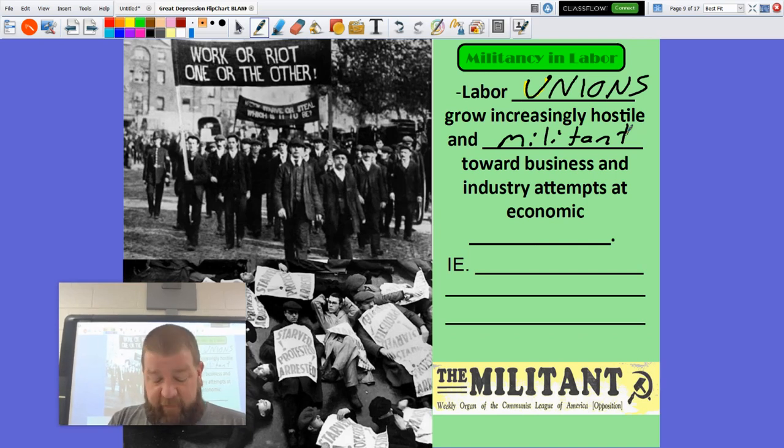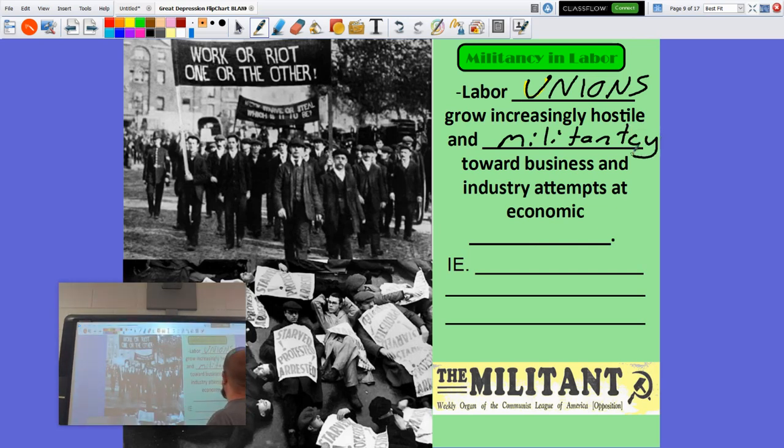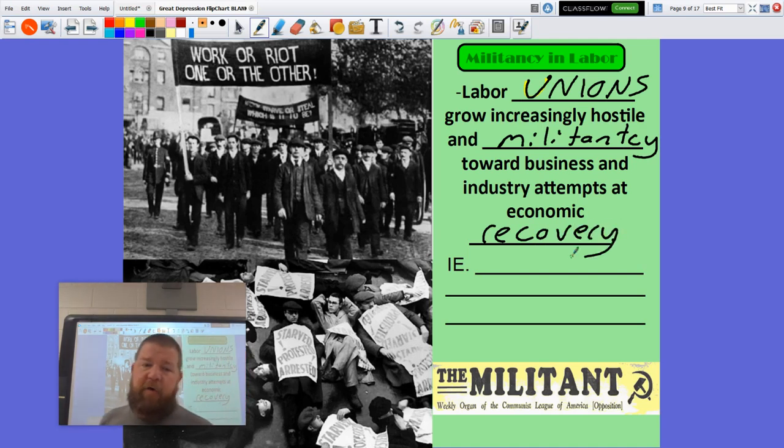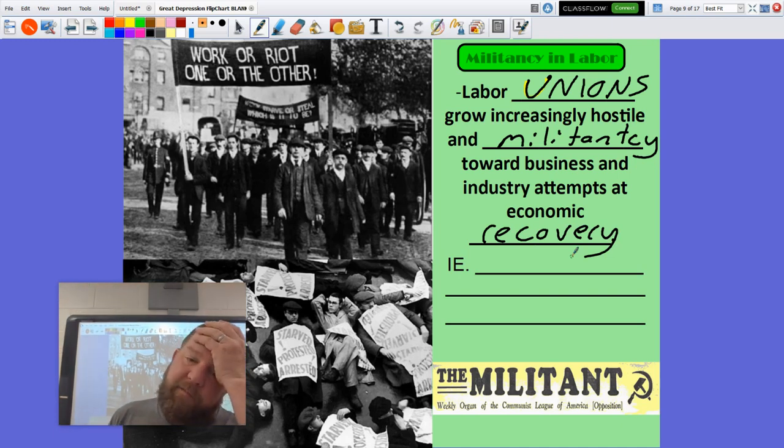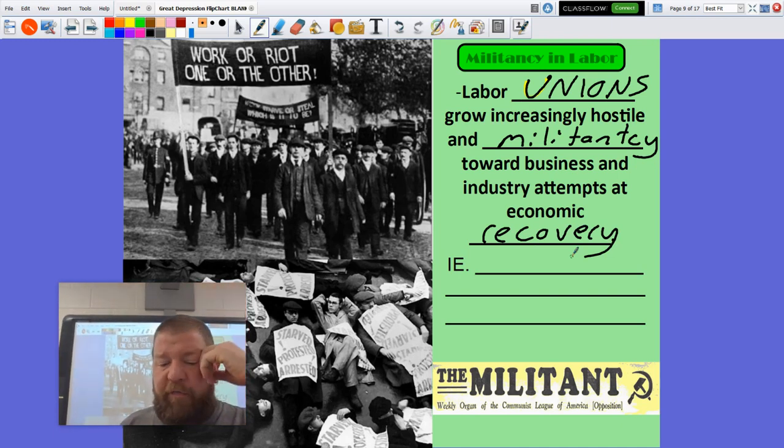Now, this militancy towards business and industry is going to slow down the attempts by private business at an economic recovery. What I mean by that is, they say Billy works 50 hours, and 50 hours is enough for Billy to pay his rent, buy food, and so on. And so what industry is doing is they're trying to hire Billy and Stan for 25 hours apiece.